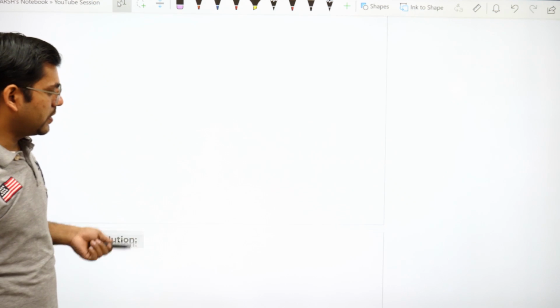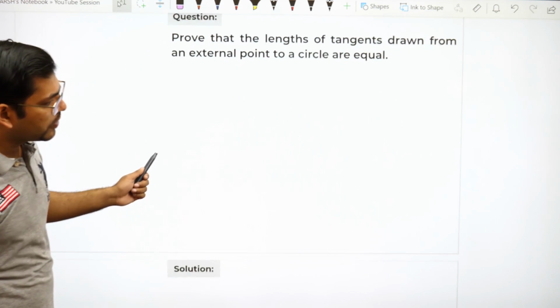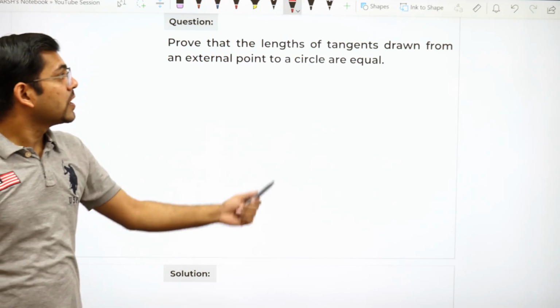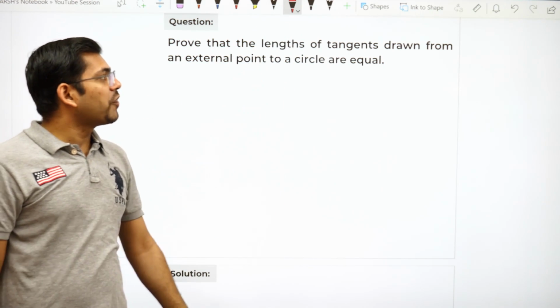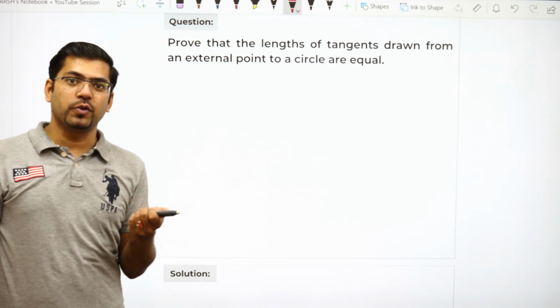Moving on to next. Here goes the next question. And I guess the last question probably for today's session. I don't know, by the way, whether it's last or first. So prove that the length of tangents drawn from an external point to a circle are equal. We have to prove this.